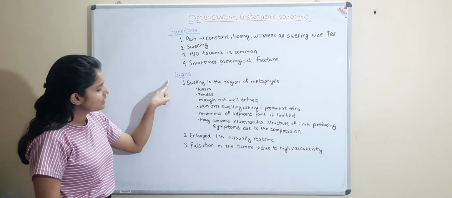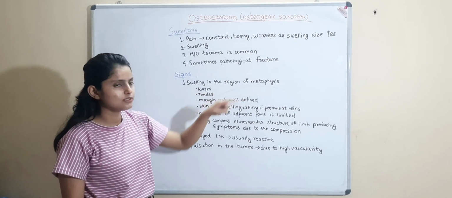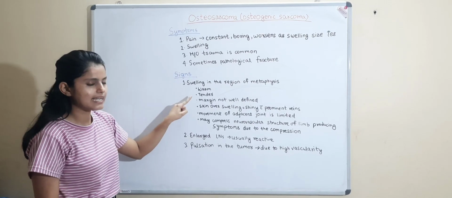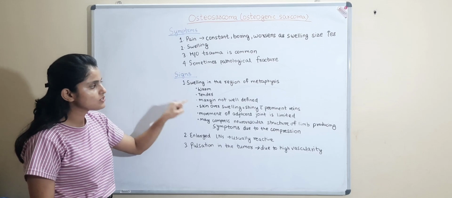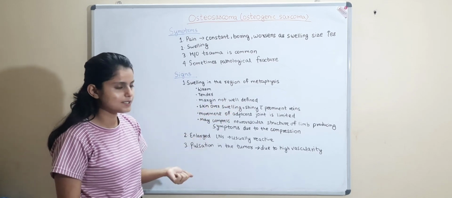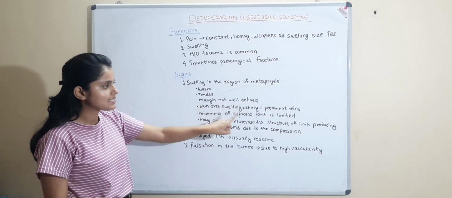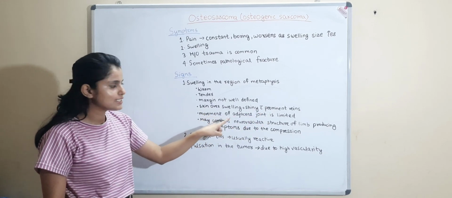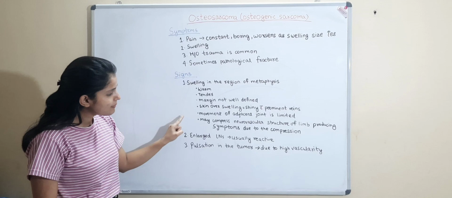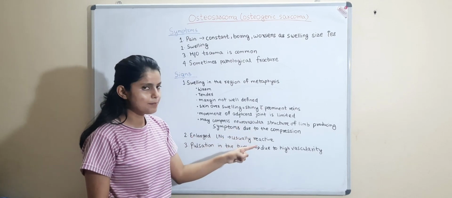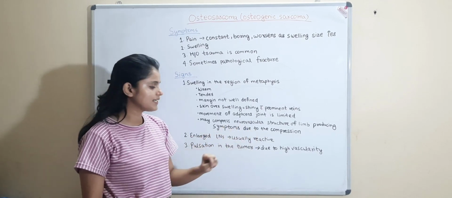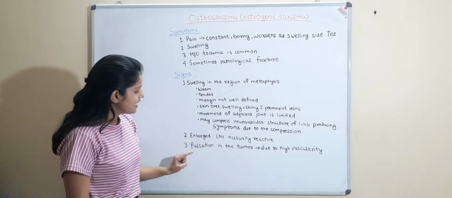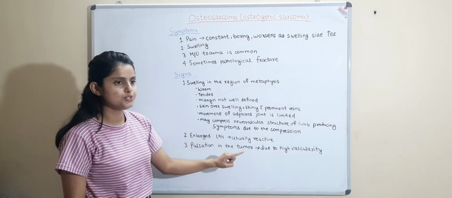Talking about signs, there is swelling in the region of the metaphysis of the affected bone, and on examining, the swelling is warm, tender, and the margin of the swelling is not well defined, suggestive of malignancy. The skin over the swelling is shiny with prominent veins. Due to swelling, movement of the adjacent joint is limited, and swelling may compress neurovascular structures of the limb, producing symptoms due to the compression. There may be enlarged lymph nodes, which are usually reactive, and there may be pulsation in the tumor due to high vascularity.